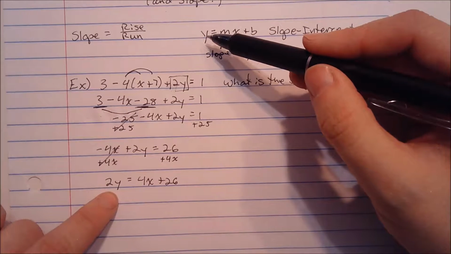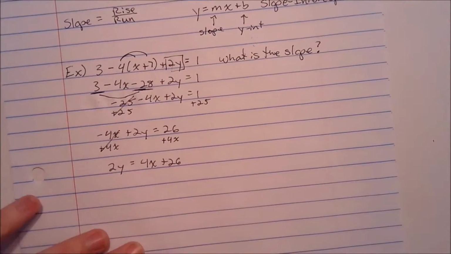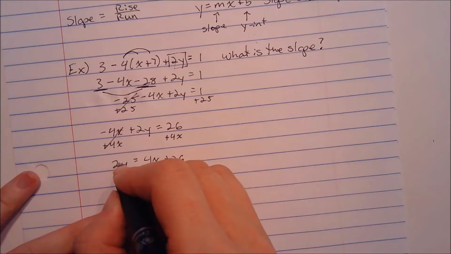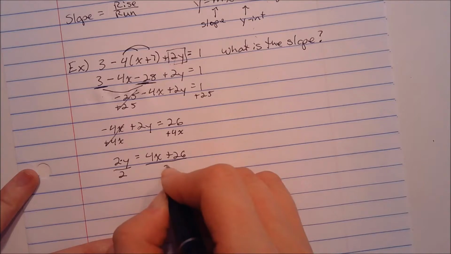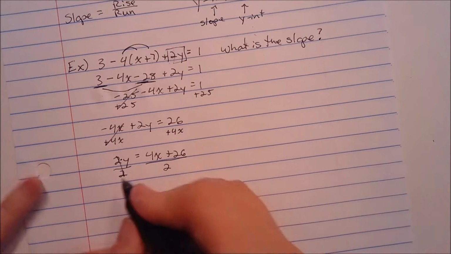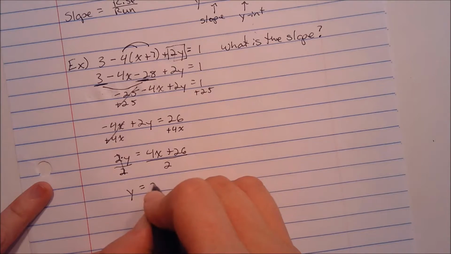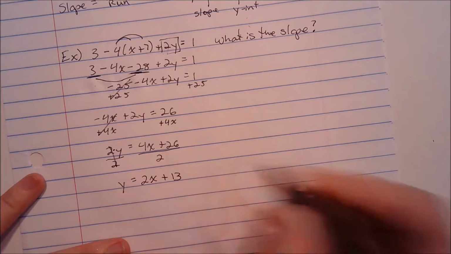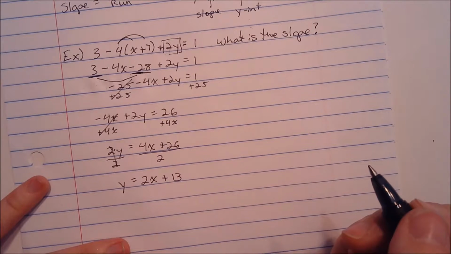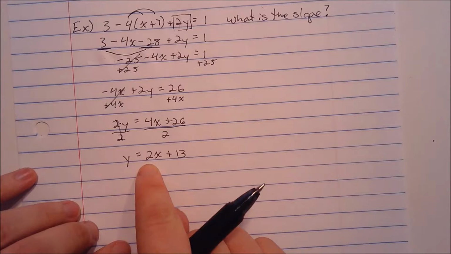I got a 2y. I want to get rid of the 2. Think, what is the y doing to the 2? If they're right next to each other like that, they're really multiplying. So to undo multiplication, you just divide. And then I'm going to have y equals 4 divided by 2 is just 2, so 2x. And then 26 divided by 2 is 13. So after all that work, what is the slope of this line? The slope is 2.